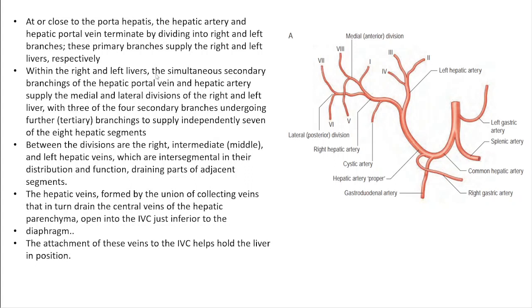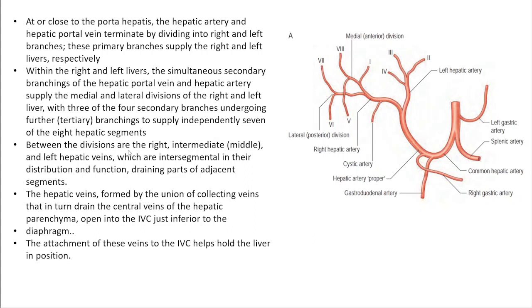Within the right and left liver, simultaneous secondary branchings of the hepatic portal vein and hepatic artery supply the medial and lateral divisions of the right and left liver, which we have already talked about, with 3 of the 4 secondary branches undergoing further division. This is undergoing further division into superior and inferior, this is further undergoing division into superior and inferior, and the anterior branch of the left hepatic artery is also undergoing division into the segmental artery supplying the third and the fourth segments.